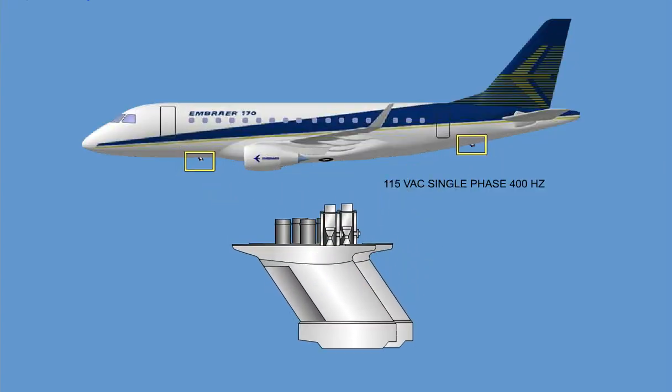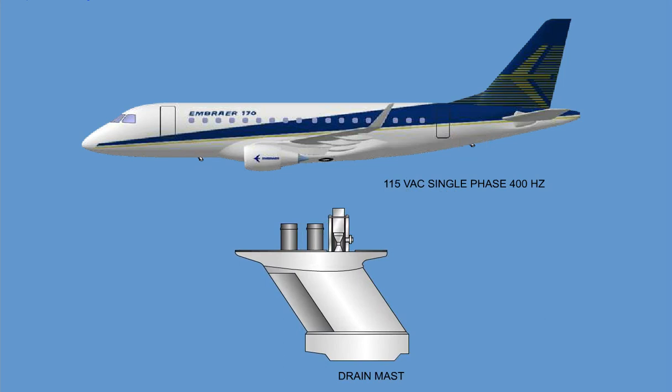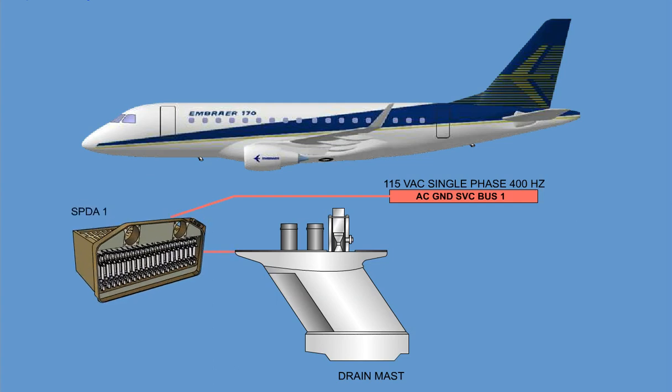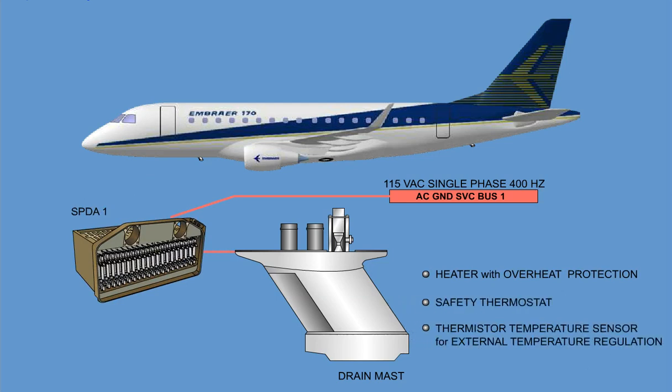The drain masts are used to drain potable and gray water overboard. The drain tubes and the bottom foot of the drain mast are made from a copper alloy. 115-volt AC single-phase 400 Hz power is supplied from the AC ground service bus 1 through the SPDA1 to the drain masts. The drain masts contain a heater with overheat protection, a safety thermostat, and a thermistor temperature sensor for external temperature regulation.